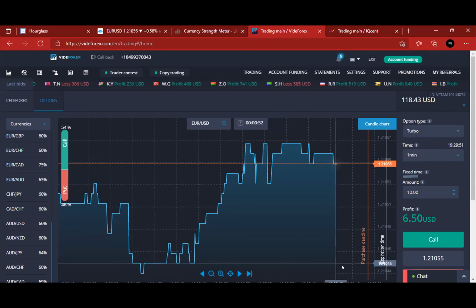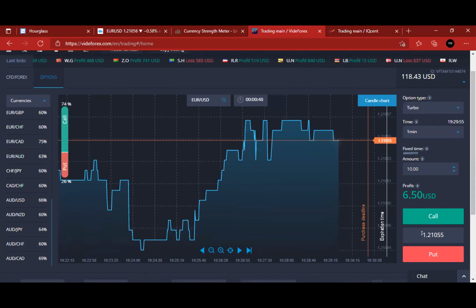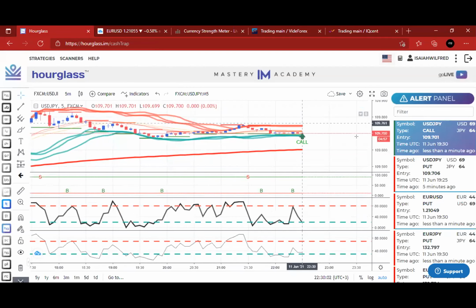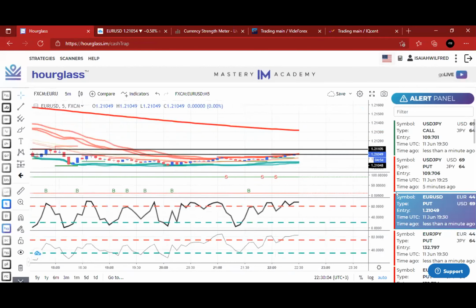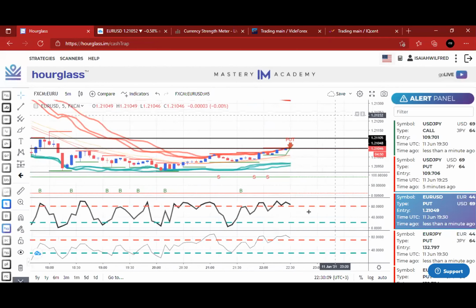So here on the broker, what do we have? This is the price we have here. The price here in the middle of call and put is the price of the market. So we have 0.55 on Euro USD. On Hourglass, what do we have there? We actually have 0.44. Can you see that the sell is trying to come down?